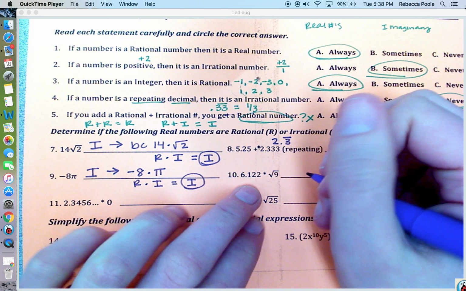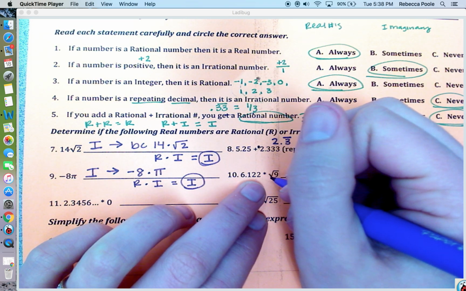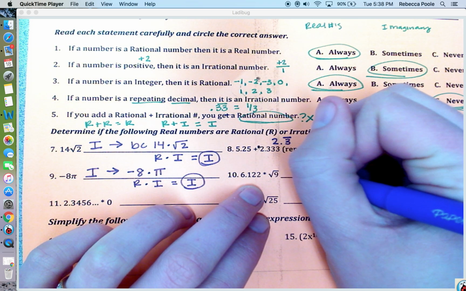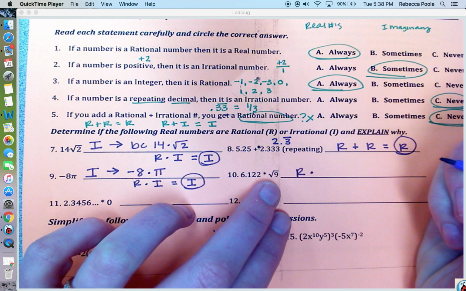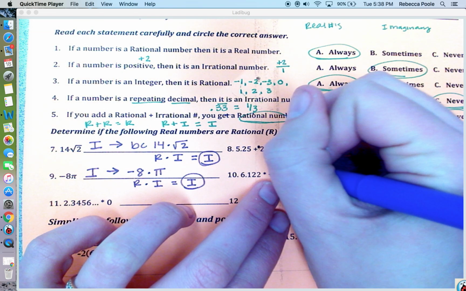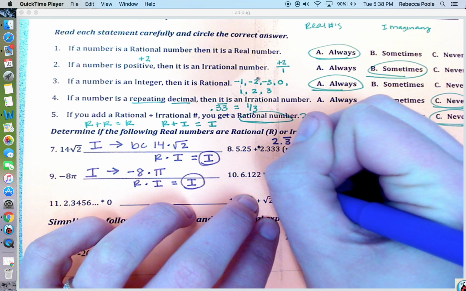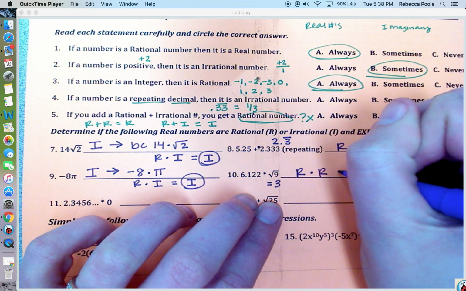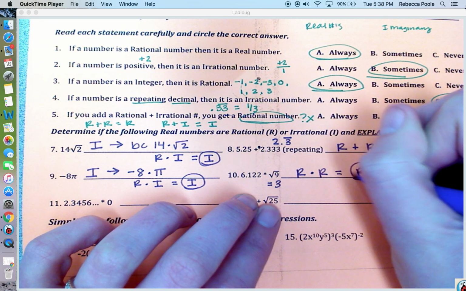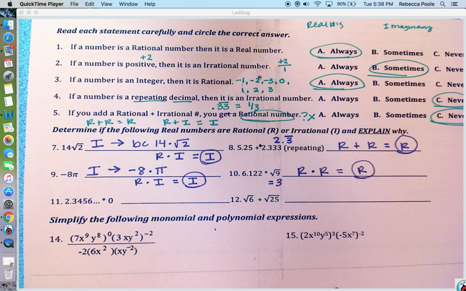Okay, for number 10, 6.122 is a rational number times the square root of 9. Please be careful here. The square root of 9 is equal to 3, which is also rational. And a rational times a rational should give us a rational.